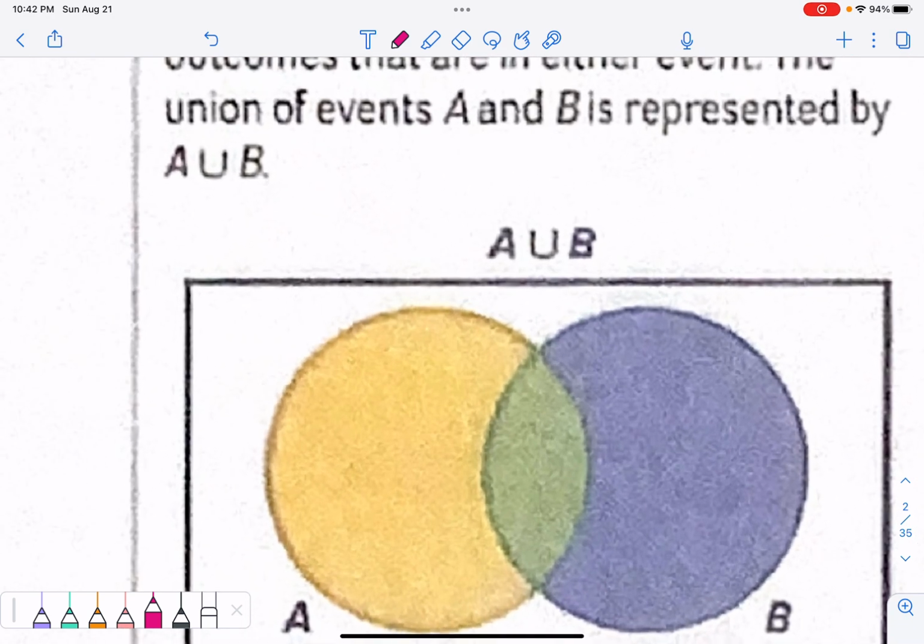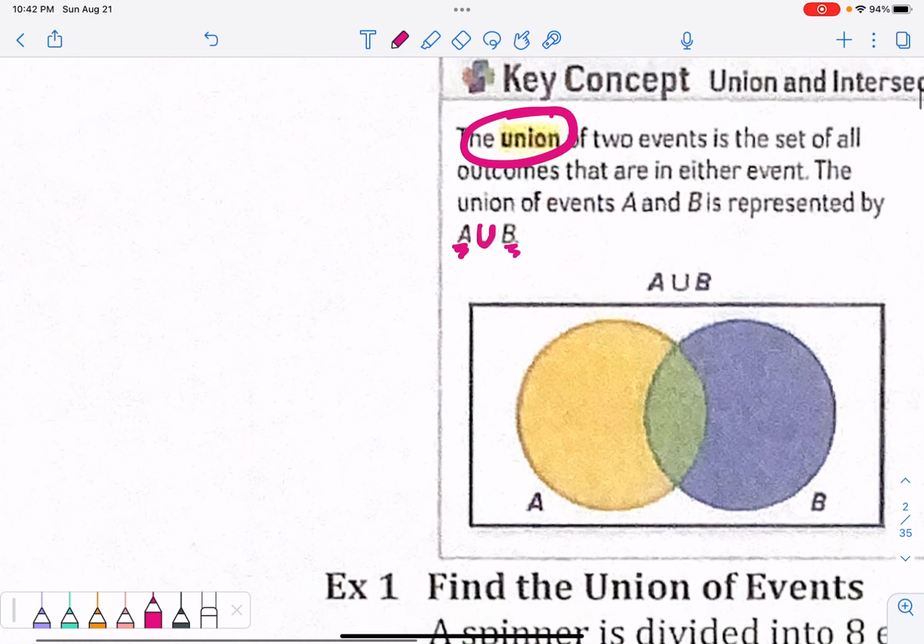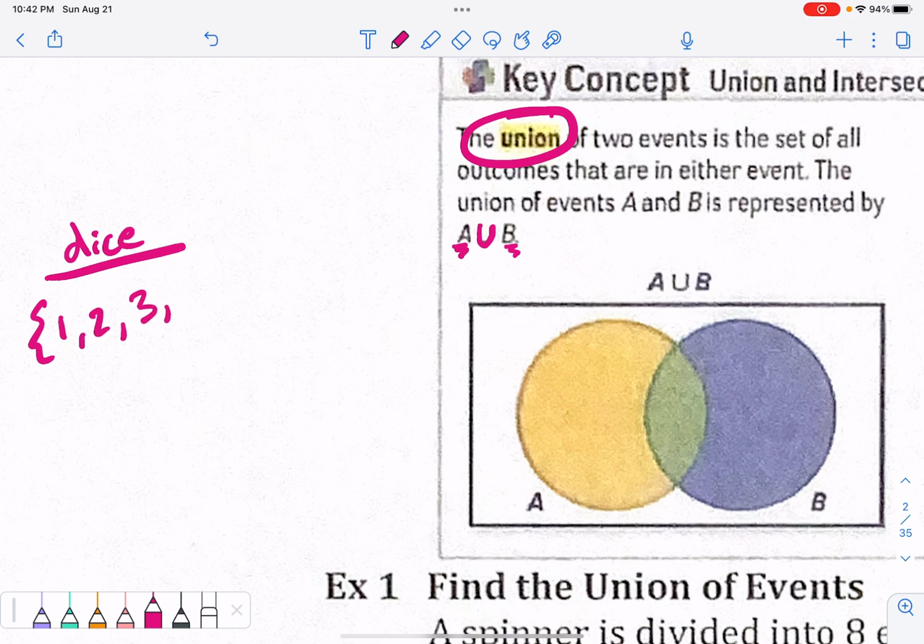They will use the notation of A being a certain event and B being a certain event, and union is the U in between them. They're talking about the combination of all of those things happening together. Let me give you an example. Let's say we're rolling a dice. The sample space is 1, 2, 3, 4, 5, or 6. If we only roll one dice, that's the options that we have.